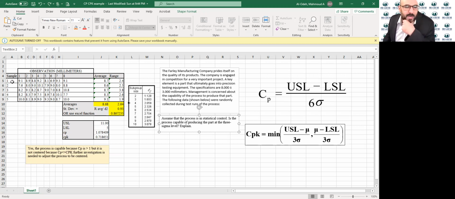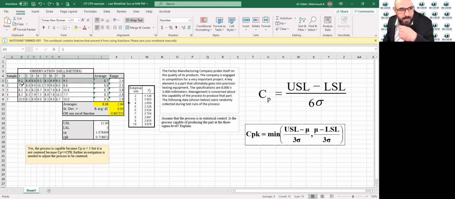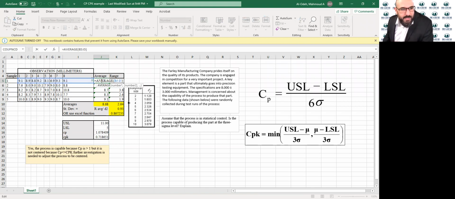We have 5 samples and 8 observations. The first thing that we need to do is find the average of these. So we found the average for each of these samples, one by one, and then we found the average of the averages. And now we can do the ranges as well. The reason for finding the range is that we need to find the sigma, and the standard deviation can be calculated using this equation.